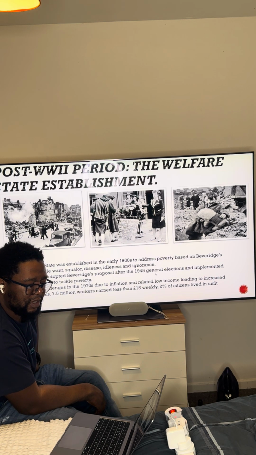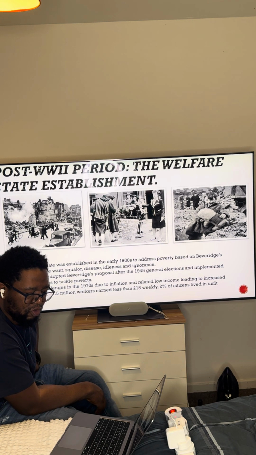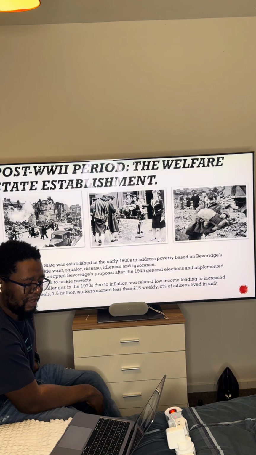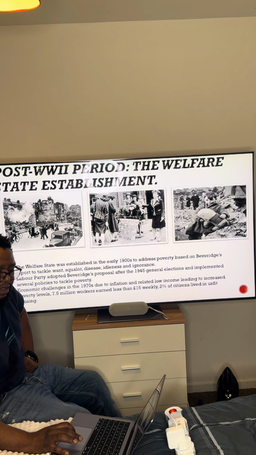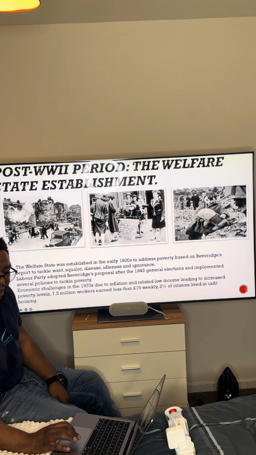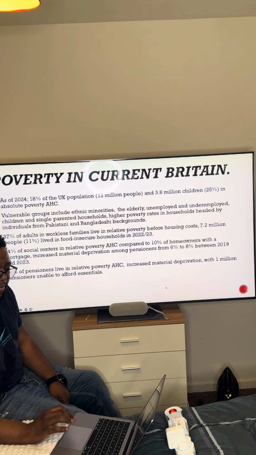Post-war period, the welfare period. The welfare state was established in the early 1900s to address poverty, based on the Beveridge Report. The Labour Party adopted the Beveridge proposal after the 1945 general election and implemented several policies to tackle poverty. Economic challenges of the 1970s resulted in at least 7.5 million workers earning less than £15 a week, and 2% of citizens living in unfit housing.